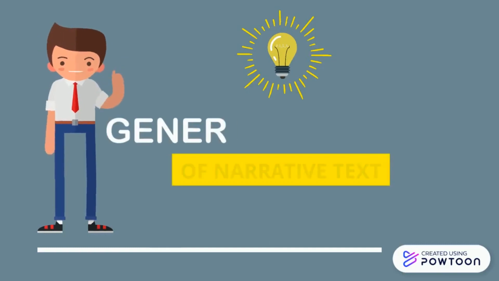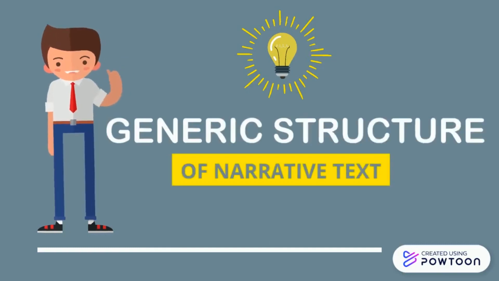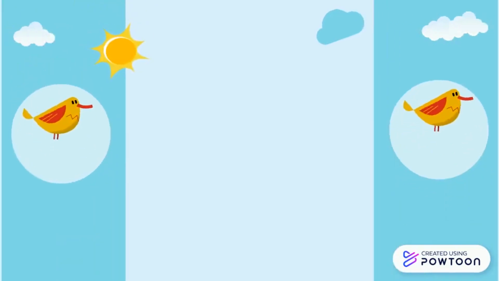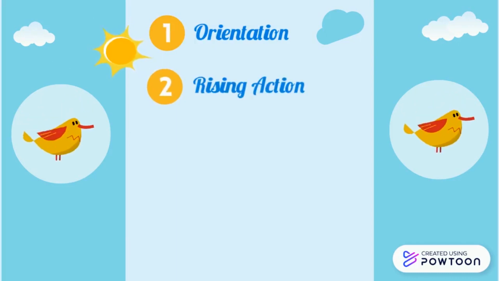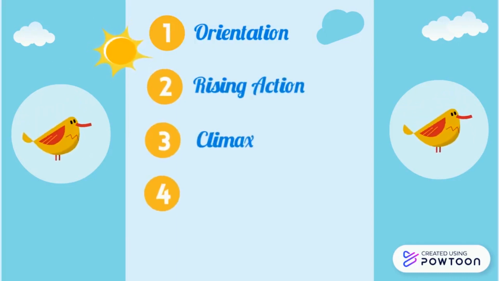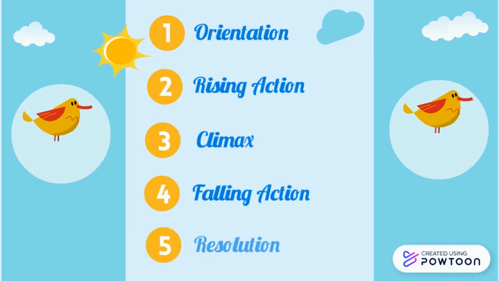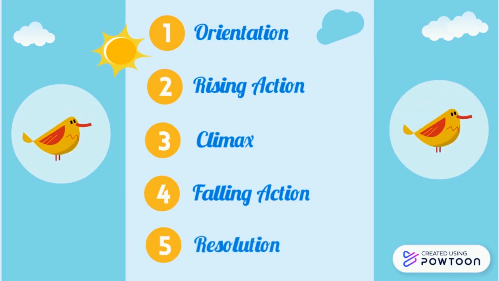Now, we are going to move to another topic, which is the generic structure. There are 5 generic structures of narrative text. They are orientation, rising action, climax, falling action, and also resolution. Now, let's take a look at the definition of each generic structure.